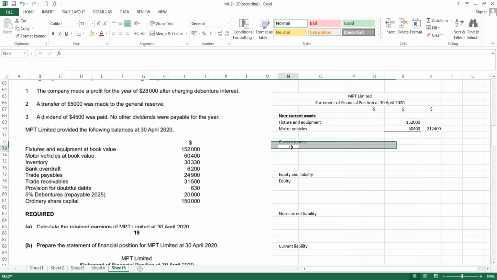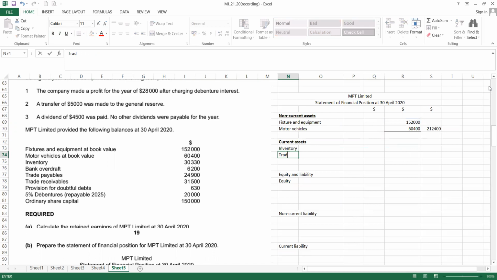Okay, current asset. Let's see what are the current asset. Inventory, trade receivable, and don't forget this one, provision, also has to be part of it. So here we put inventory, and then after that, trade receivable. This is like a formula, so you must remember. Your trade receivable must minus the provision for doubtful debt. They are always together. This is one pair.